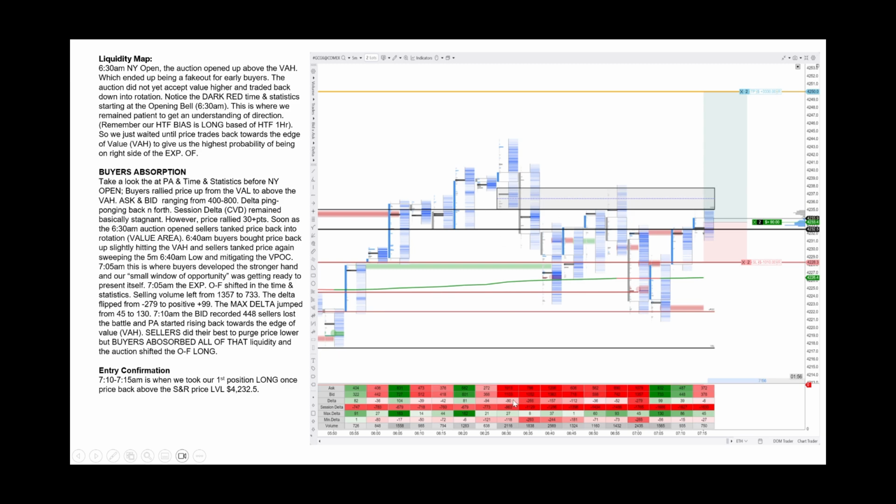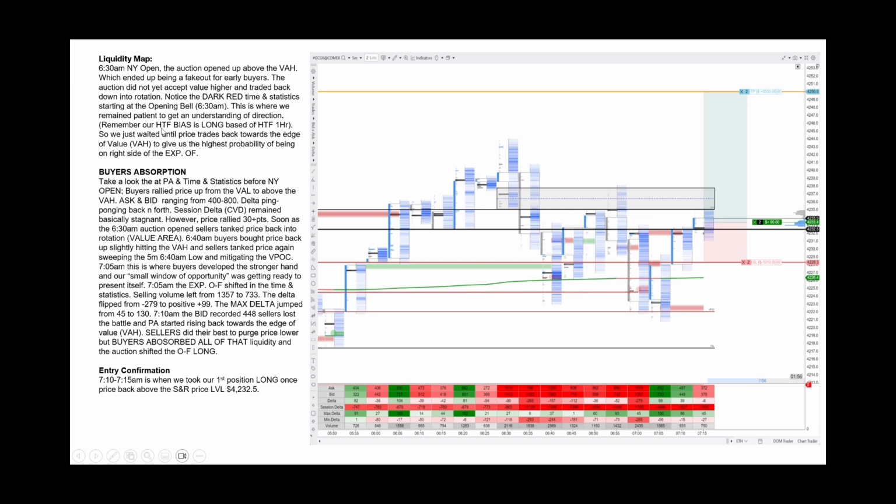At 6:30 a.m. we were trading above the value area high. As you can see, we did not rise. This was a bit of an indecision candle, and then we traded back down into rotation, which was a fake out for early buyers. The auction did not yet accept value higher and traded back down into rotation. Notice the dark red time and statistics starting at the opening bell, 6:30 a.m. This is where we remained patient to get an understanding of direction.